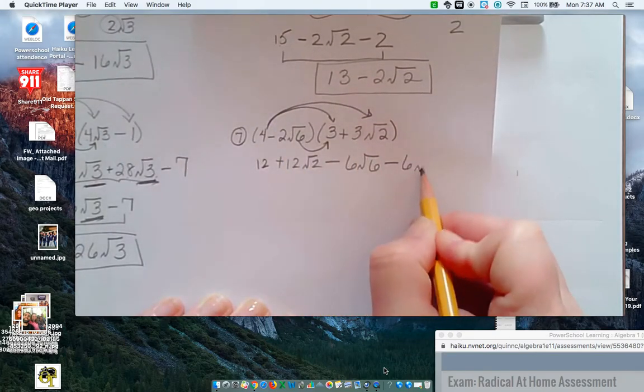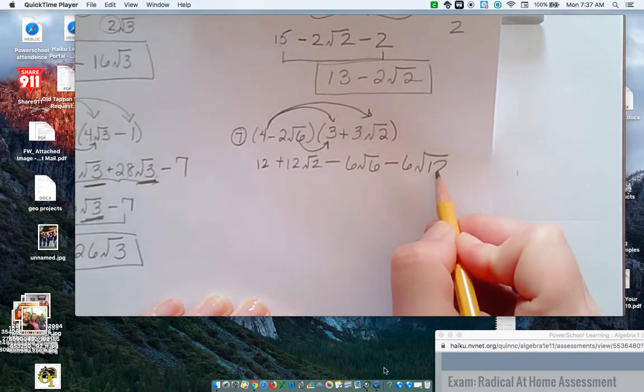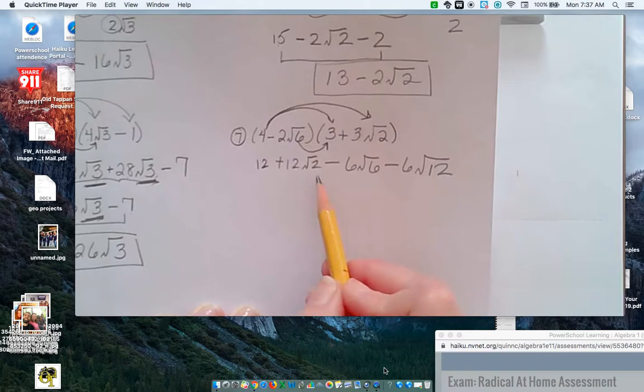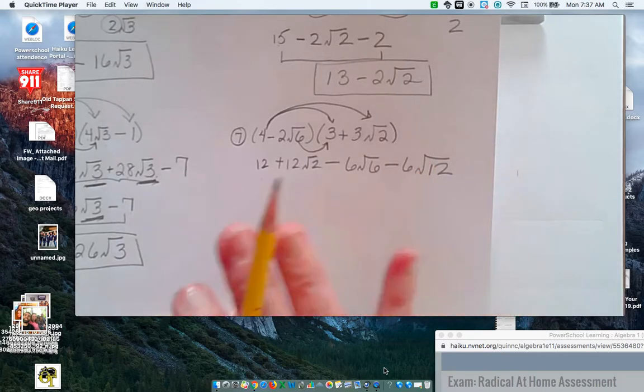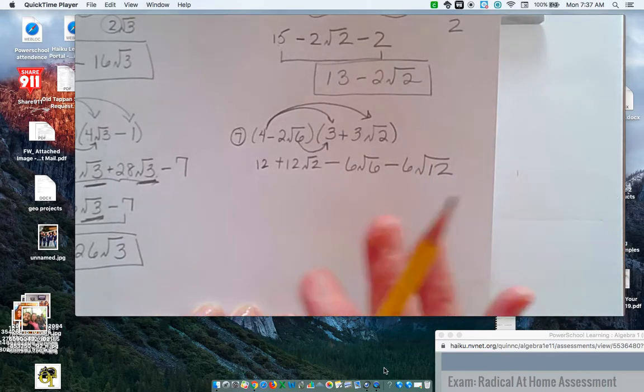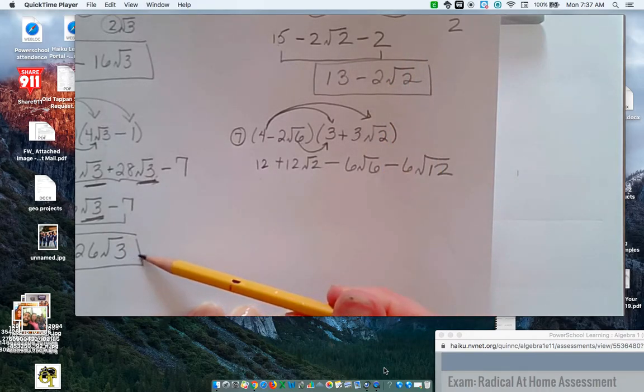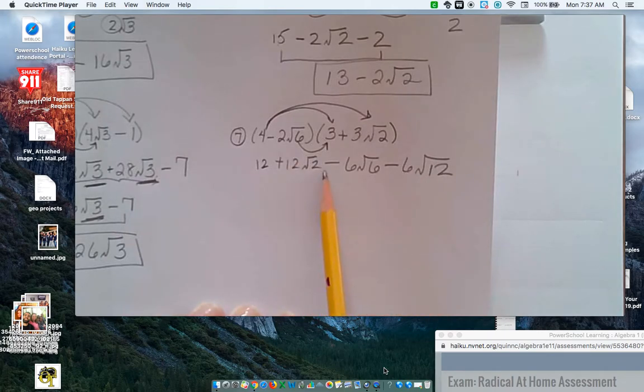Outside numbers, inside numbers. Okay, so now what we do is we glance at all of these terms. 2 things we're going to look for. The first is like terms. The second is to see if we can simplify. Well, the first problem that we did right above had radical 2's. This problem over here had radical 3's. This one gave us a radical 12.